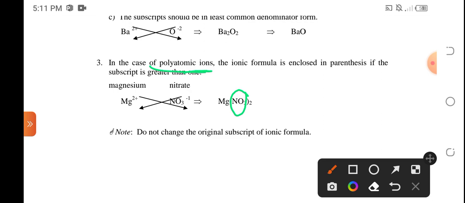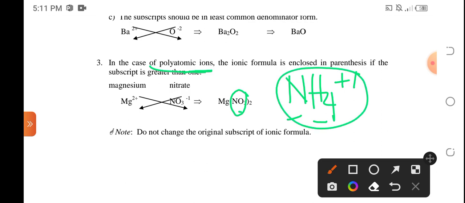Pag sinabing polyatomic ions, merong 2 or more elements that comprises or that is found in the cations and anions. Ano yung mga cations na polyatomic? Ammonium. Okay, so ito, NH4 positive 1. So may nitrogen siya, tsaka may 4 na hydrogen. Pero as 1 lang siya na cation, ammonium. Yung buong cation na to, ang charge niya ay positive 1.